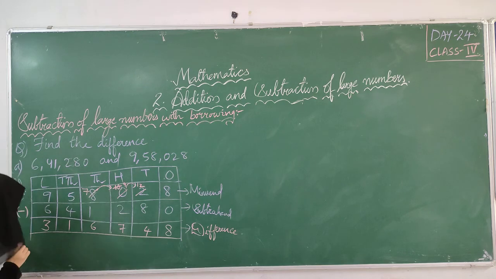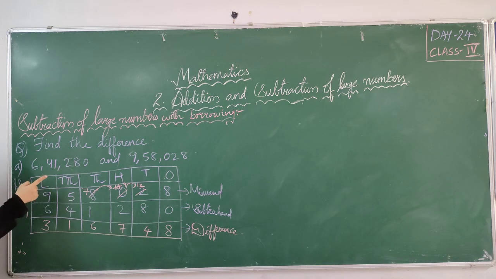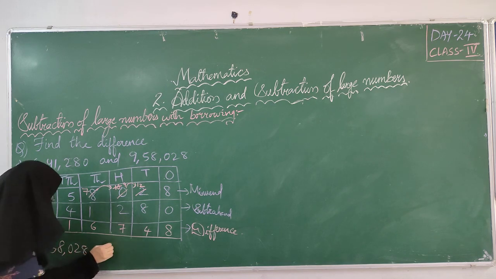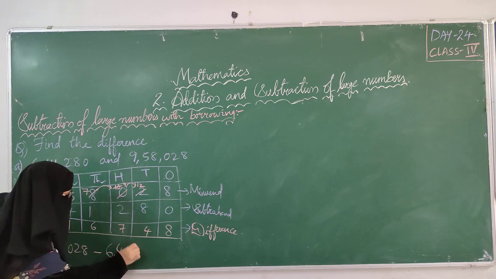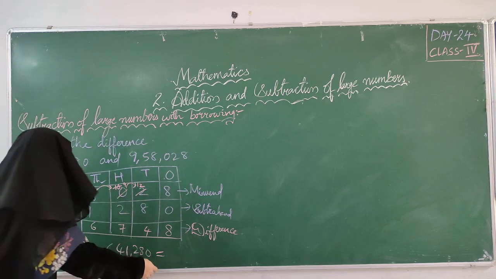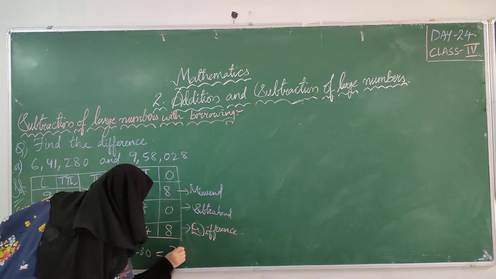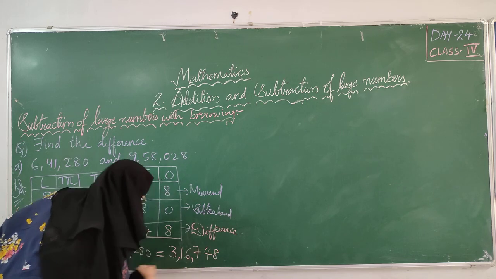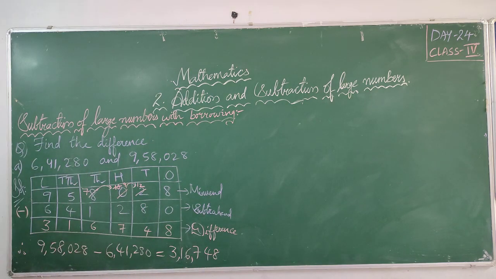Therefore, what is our answer? Write it over here. Therefore, what is our minuend? We have to write the minuend first, right? 9,58,028 minus 6,41,280 equals. Don't put the comma here; write that number separately and put the comma. So 3,16,748 is our difference, our answer, right?